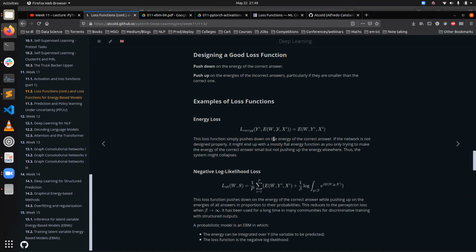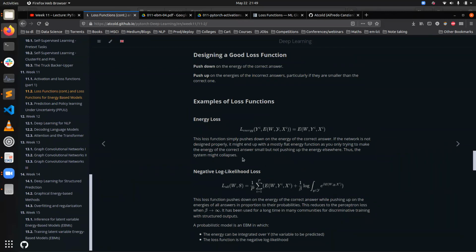The loss function simply pushes down on the energy of the correct answer. If the network is not designed properly, it might end up with a mostly flat energy function, which makes sense, right? Since if you're just pushing down on the data point, it might just push down at all places. So you might end up with a flat energy function, as you're only trying to make the energy of the correct answer small, but you're not pushing up the energy elsewhere. Thus, the system might collapse. Which makes sense.